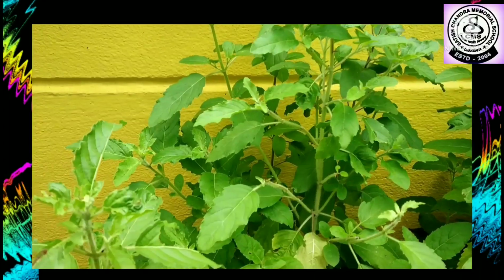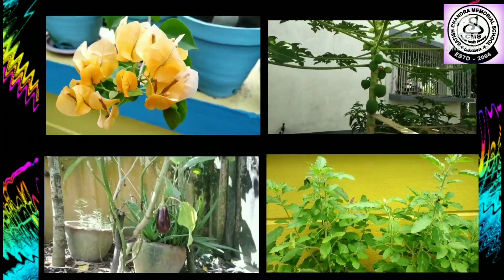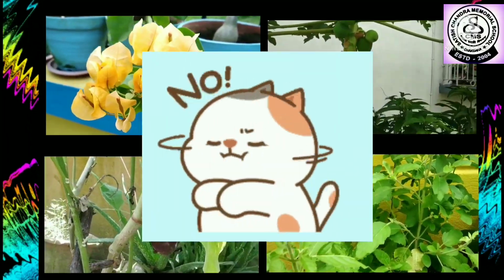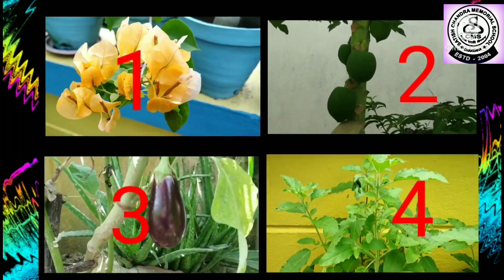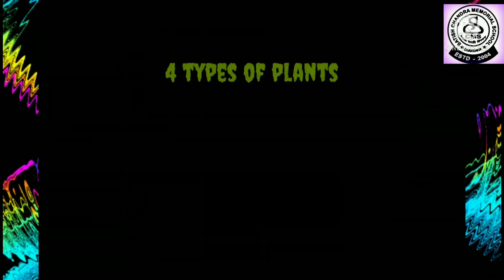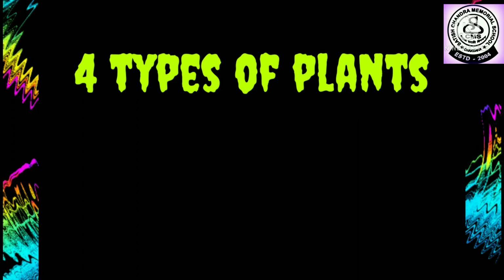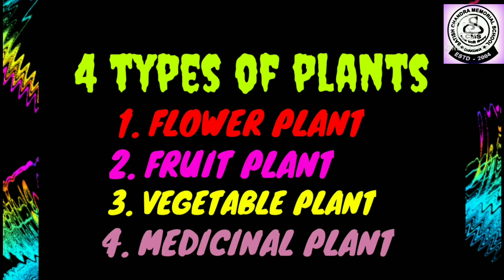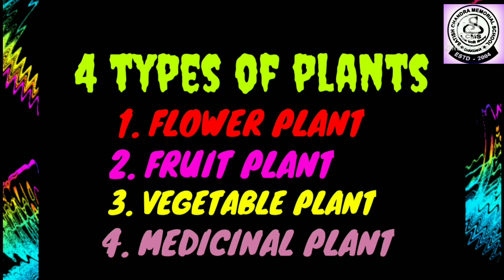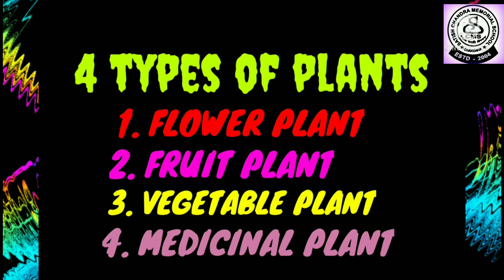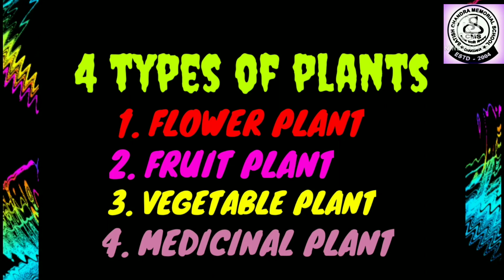And now look at this plant. This is a tulsi plant. Now tell me, do all these plants look the same? No. So we have seen 4 different types of plants. The names of the plants are number 1, flower plant, number 2, fruit plant, number 3, vegetable plant, number 4, medicinal plant. So we have seen 4 types of plants.